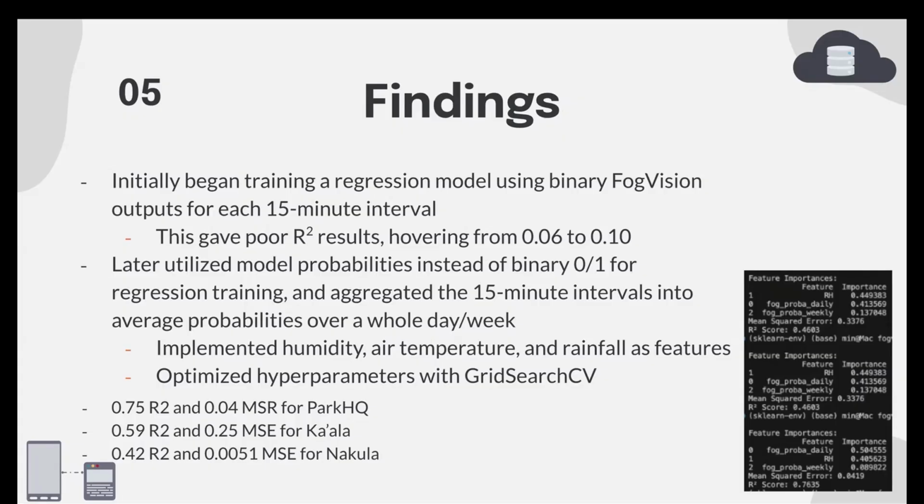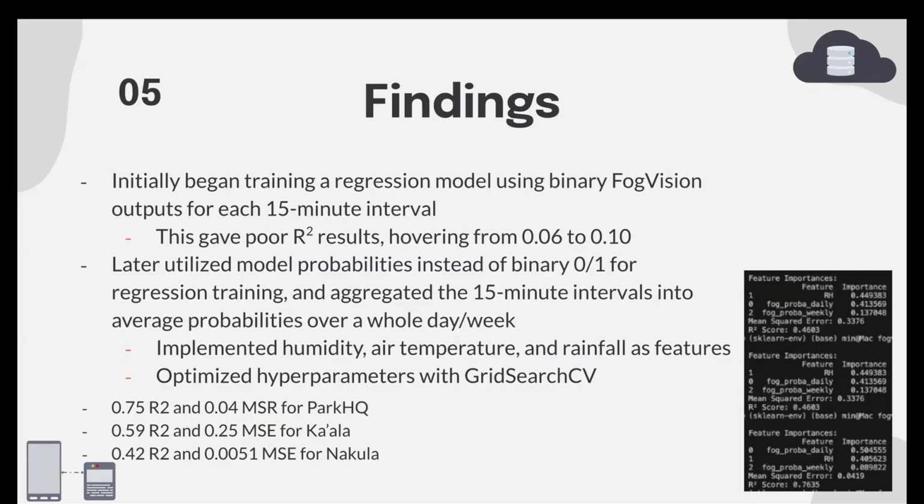Since we had 15-minute intervals for each site, I aggregated those probabilities over a whole day. I also incorporated a weekly fog signal around each day. It would take the 5 days before and the 5 days after, and use a rolling technique to add that to my features.